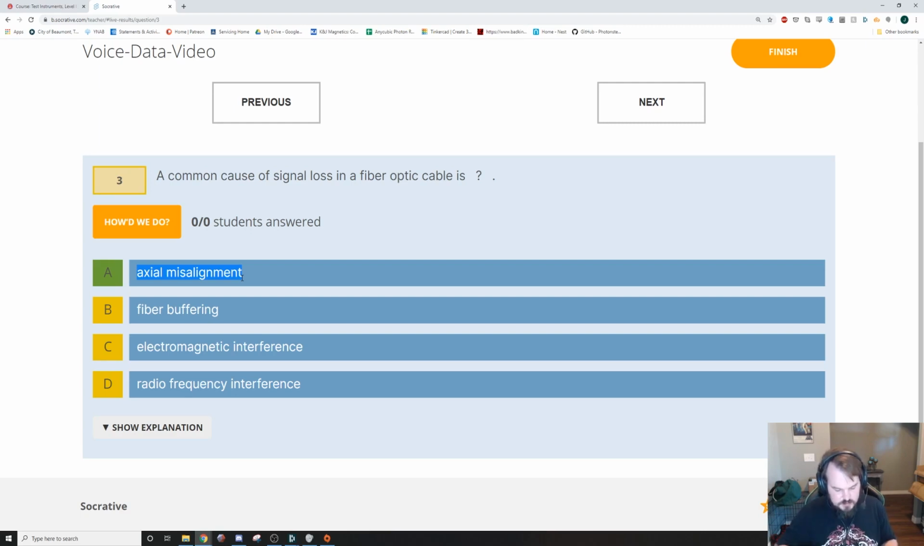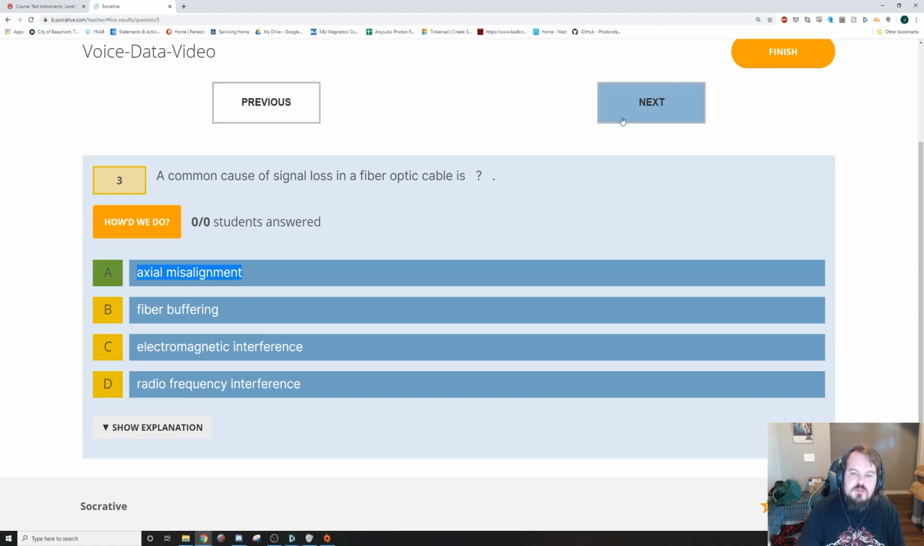Let's find the fiber optic. Okay, here's the fiber optic section on page 125. On page 126 is causes of signal loss. Axial misalignment has the cables just slightly out of sync with each other, and it means some of the light is hitting the connector and not the next wire.